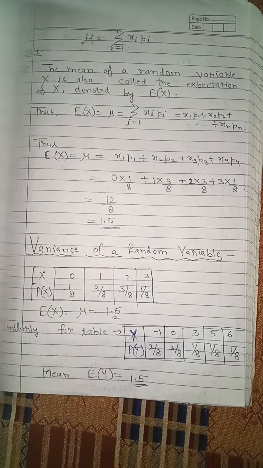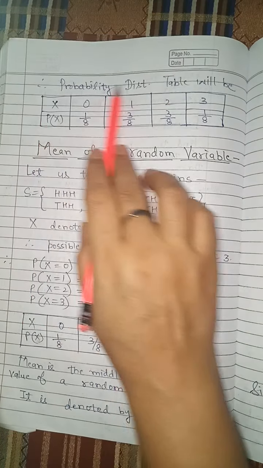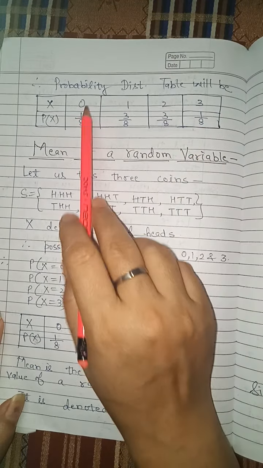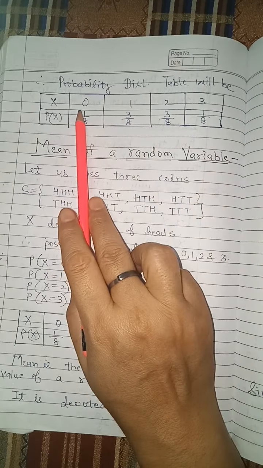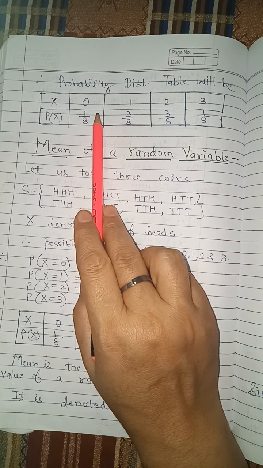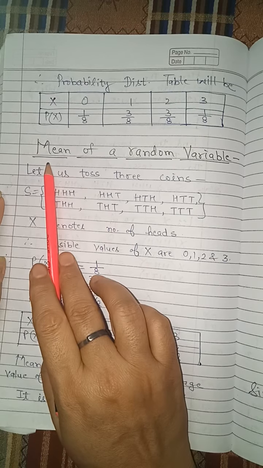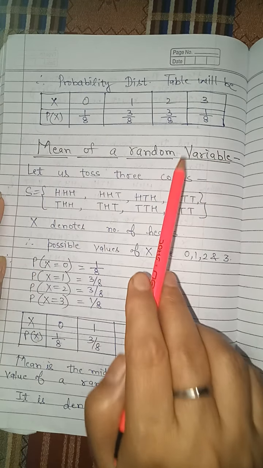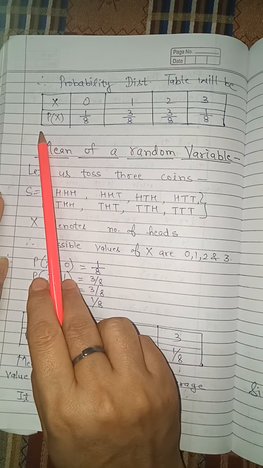So let us draw the table. See, we have drawn the table over here, the probability distribution table. So 0, 1, 2 and 3 were the real values which the random variable was getting, and these are the probabilities. Right? Next we are going to start the mean of a random variable, but for this table you should be able to make it out.